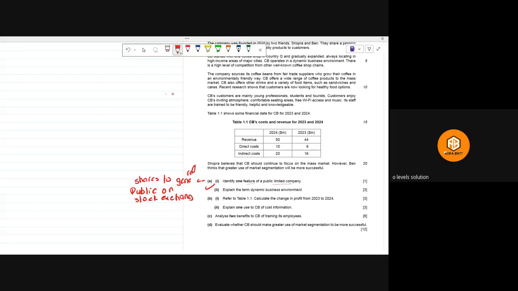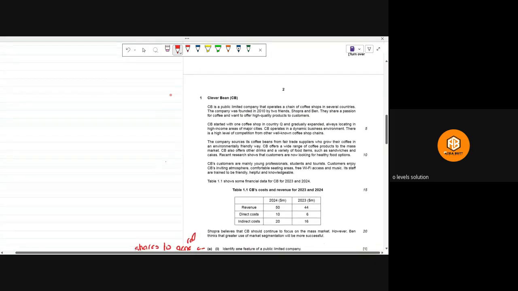Then the second question is to explain the term dynamic business environment. This is a three-marker question. So here we need to write what the meaning of dynamic business environment is, and then we have to relate it with the case study. So for that reason, we have to read the case study first.